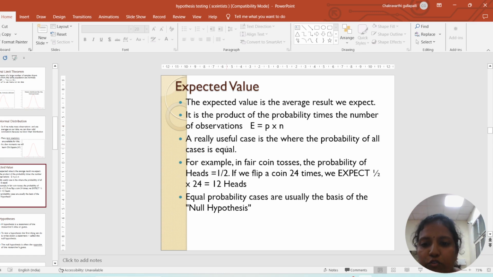For example, take coin tosses. The probability of getting heads is 1 by 2 and the probability of getting tails is 1 by 2. So if, for example, you toss a coin 24 times, the expected number of heads is 1 by 2 into 24, that is 12 heads. Equal probability cases are usually the basis of the null hypothesis.